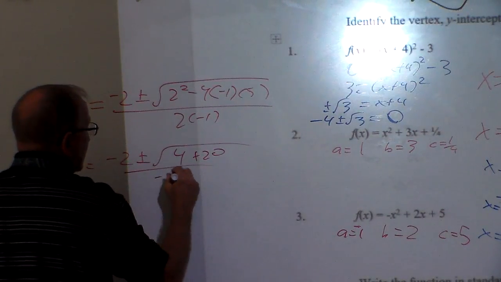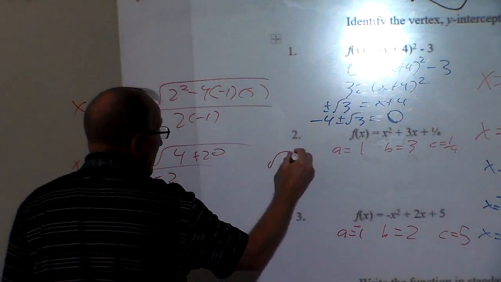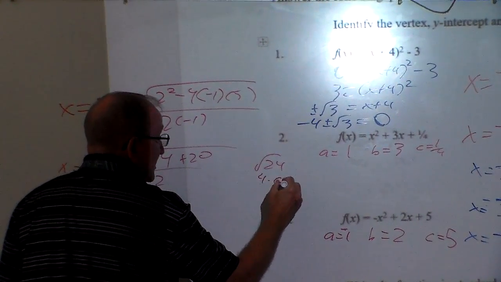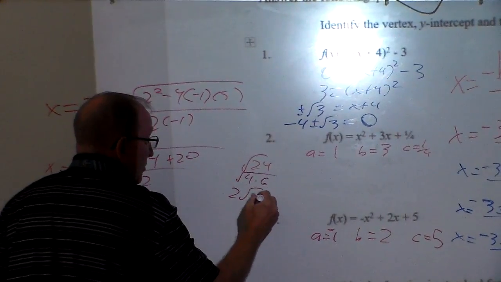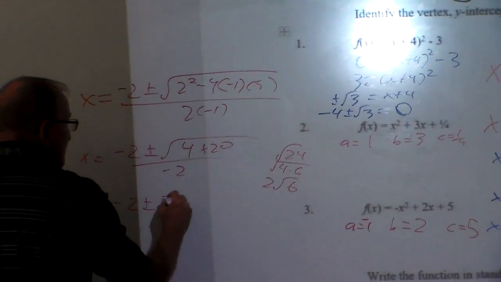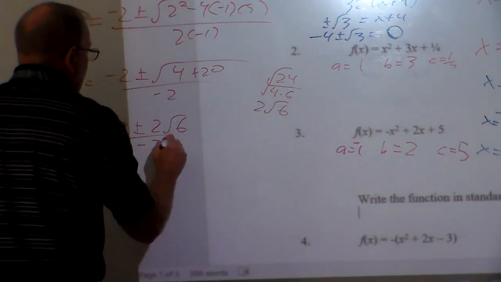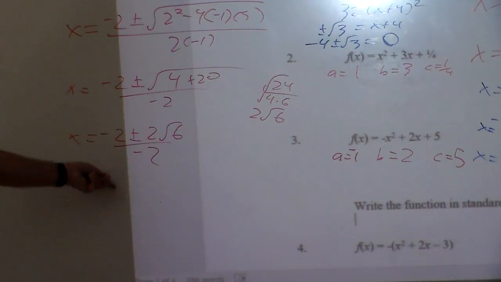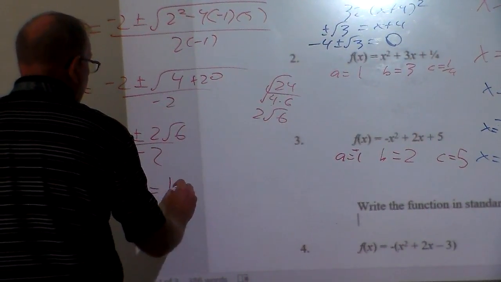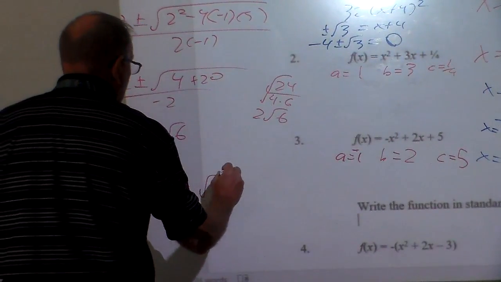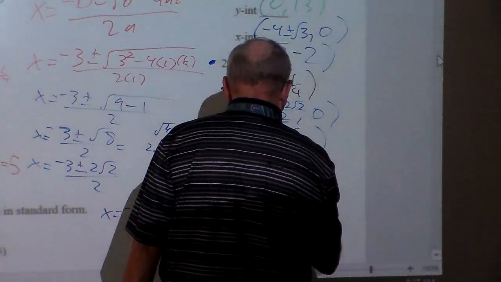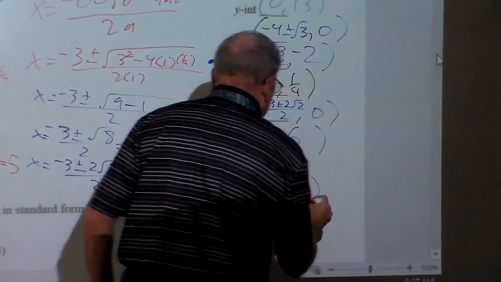So that means it would be -2 plus or minus the square root of 4 plus 20, over negative 2. Well, that's actually the square root of 24. And the square root of 24 is the same as the square root of 4 times 6, so it makes it 2 square roots of 6. So x equals -2 plus or minus 2 square roots of 6, over -2. Now what can I do with this negative 2? It'll go into all those, won't it? So the answer will be x equals positive 1 plus or minus the square root of 6, which I will write this way: 1 plus or minus the square root of 6, comma, 0.